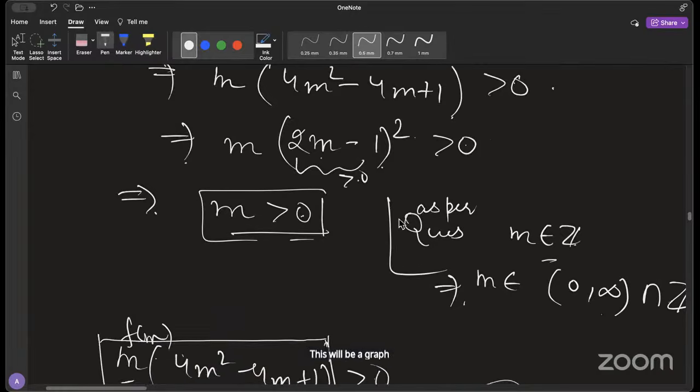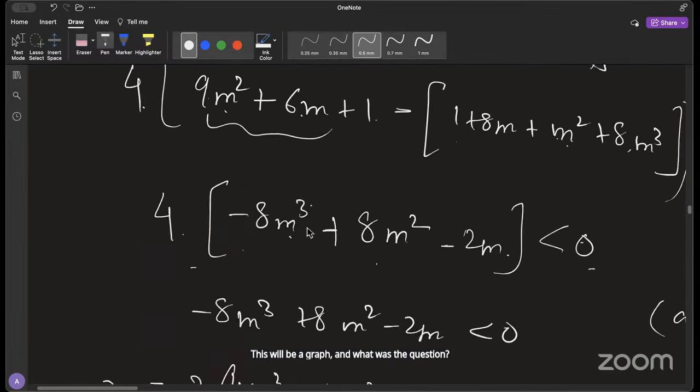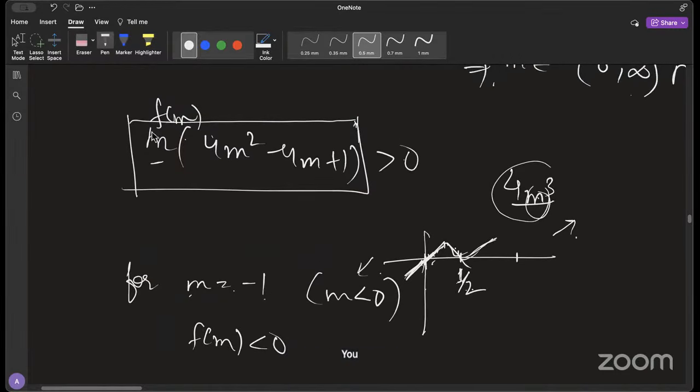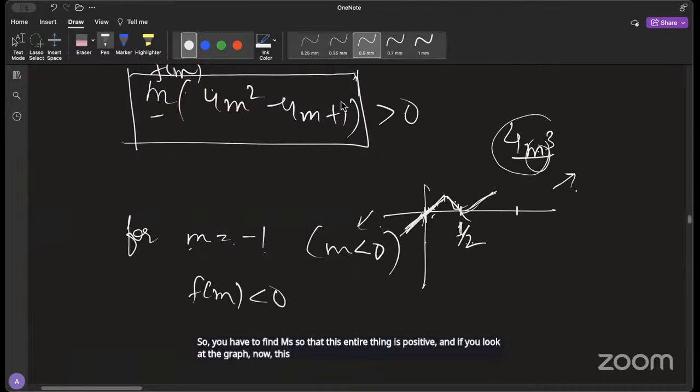And what was the question? The question was about m. You wanted this entire thing to be positive, right? So you have to find m such that this entire thing is positive. And if you look at the graph, now this is the graph of this thing.